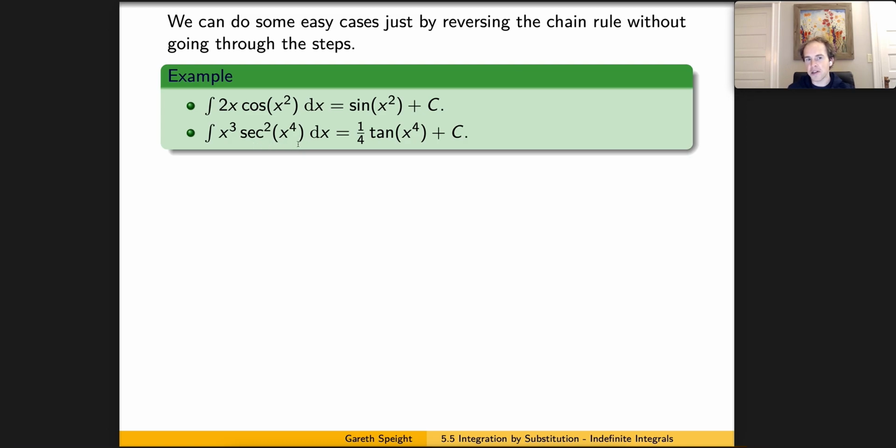Similarly, for instance, with x cubed times secant squared of x to the 4, we have a composition function. We have the outside, which is secant squared, times the inside. And then we have, up to a constant multiple, the derivative of the inside. So we guess this came from the chain rule. We should do an antiderivative of the outside, evaluated at the inside, which will give us tangent of x to the 4, because the antiderivative of secant squared is tangent. But then we have to make sure the constants work out. If we were to just differentiate tangent of x to the 4, we would get 4x cubed times secant squared of x to the 4.